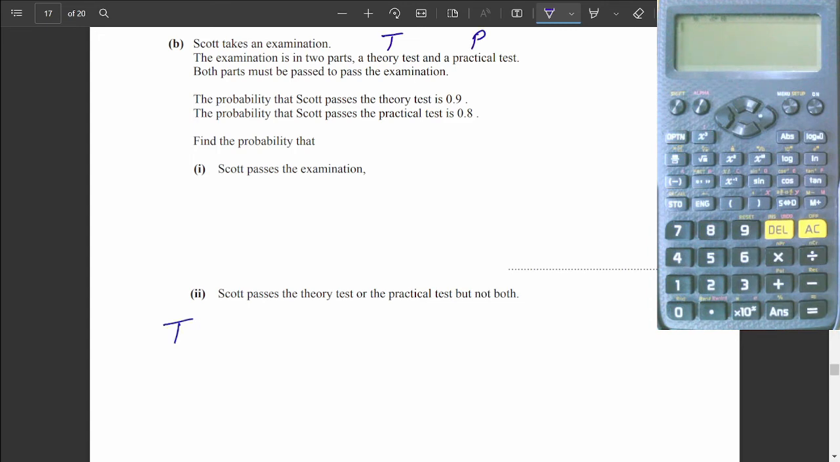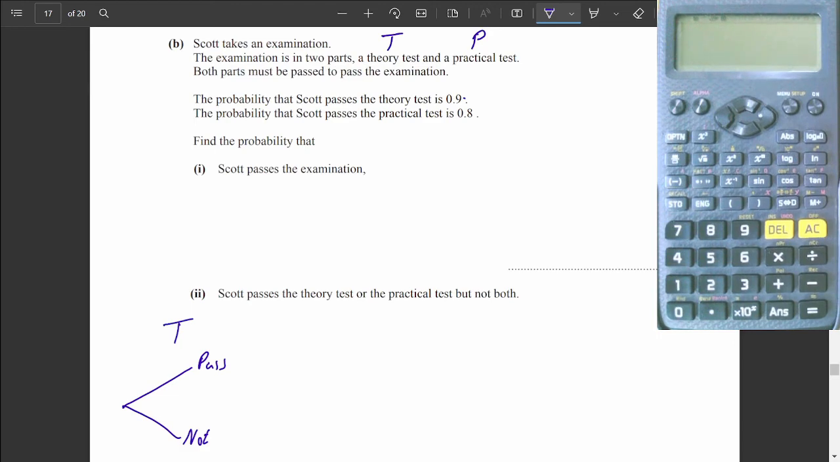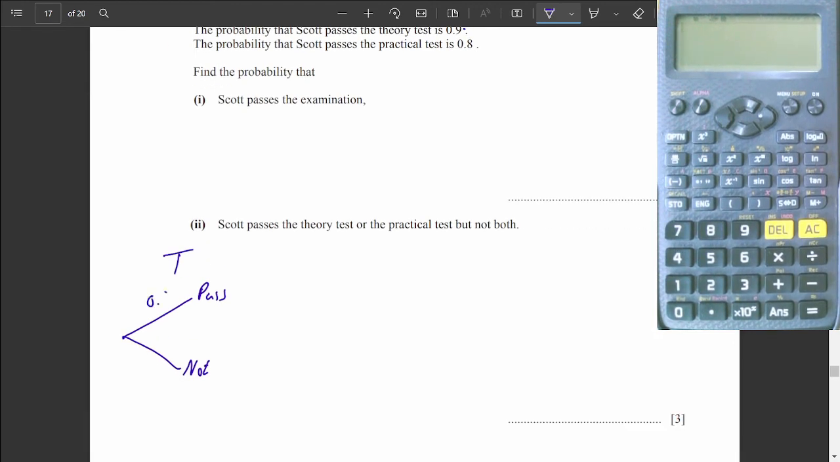So first thing, the theory test. 2 things can happen. Okay. Scott can pass or he cannot pass. Probability that he passed, 0.9. Meaning, having had to add up to 1, the not passed is 0.1. Then there is the practical test. And again, he can pass or not. Or if he didn't pass that, he can still pass the practical or not. Probability of passing the practical, 0.8. So not passing, 0.2.